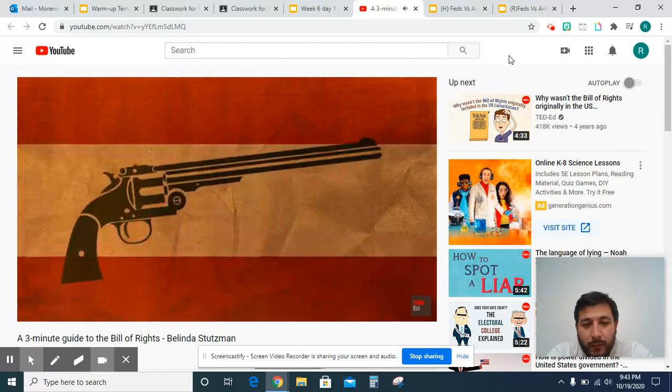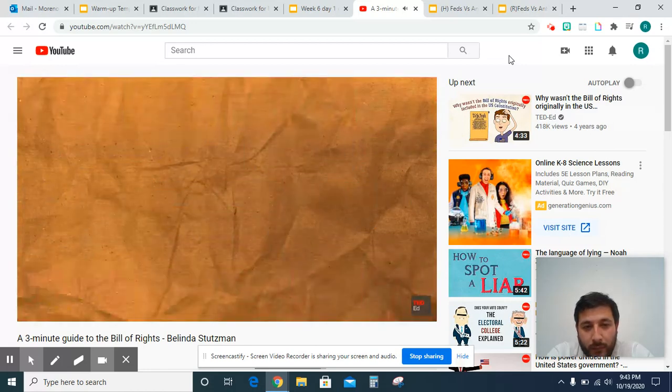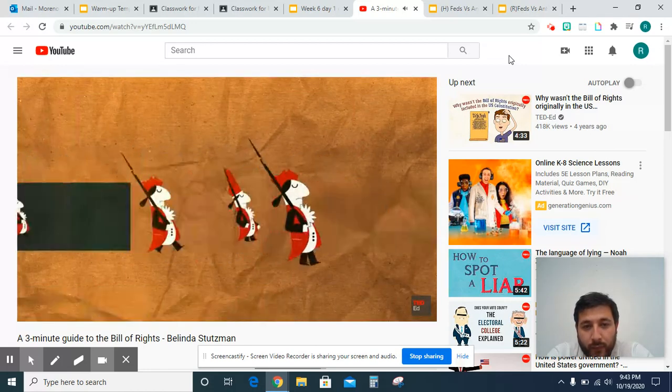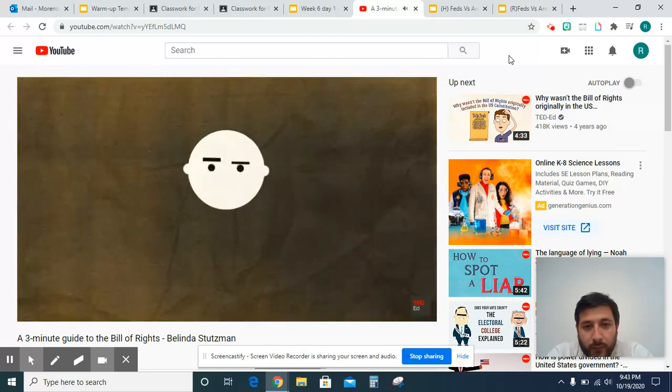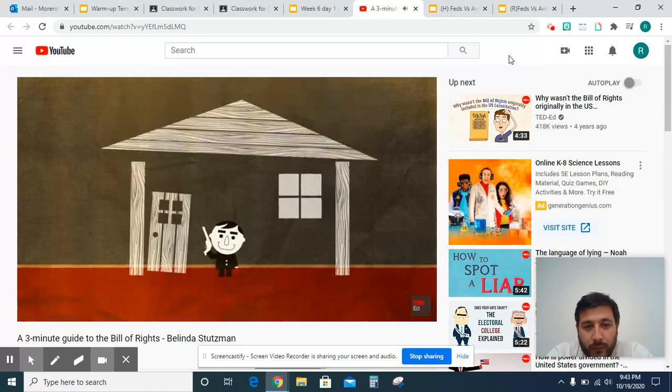The Second Amendment is a right to bear arms. The original intent of the Second Amendment was to protect colonists from the invading British soldiers, but it now guarantees that you have the right to own a gun to defend yourself and your property.